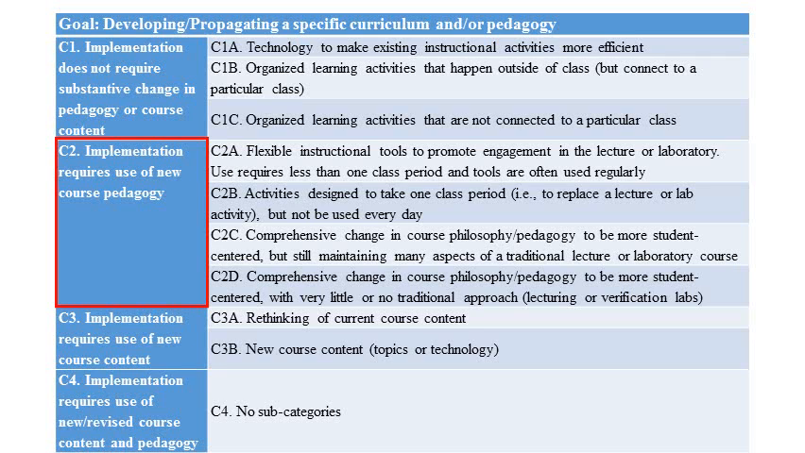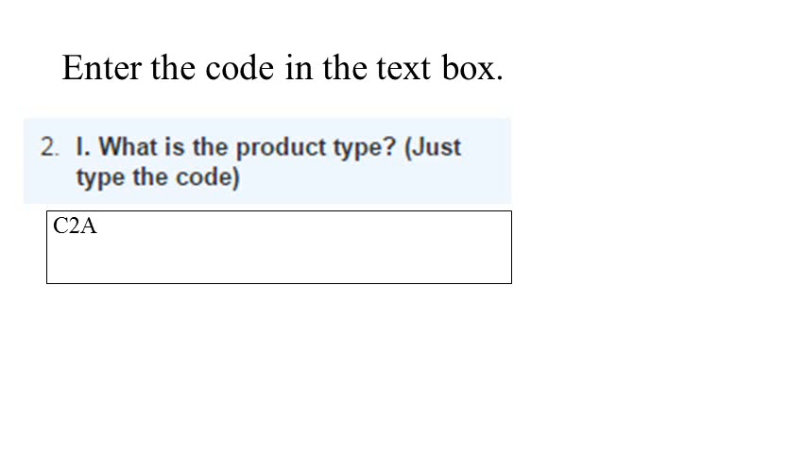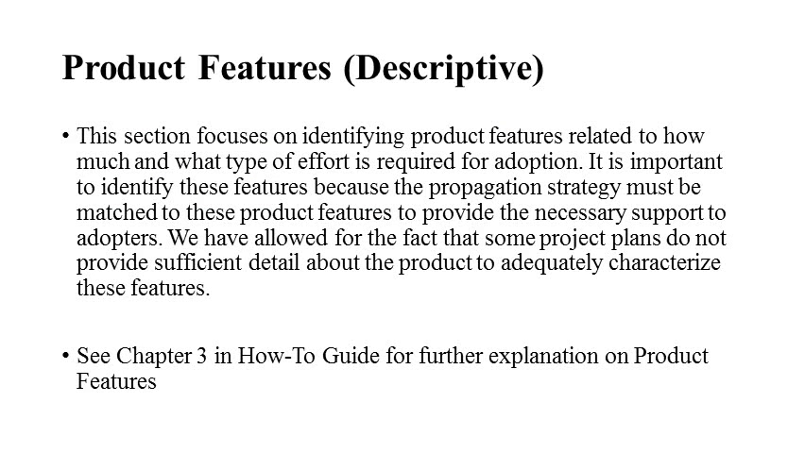When you're using the rubric itself, the PeerMark, you're just going to type the code in the box. So if you had selected C2A, you would just type C2A in the text box. The next task then is to really analyze the product features. And again, this is a descriptive component of the instrument where you're going to look at what kinds of changes are involved and what kind of effort is required for adoption. And this is an important first step because the nature of what adopters have to do should influence what the project developers are doing in order to support adoption.